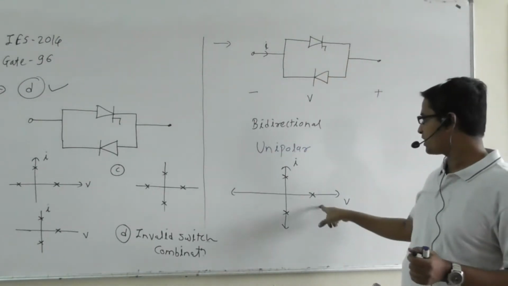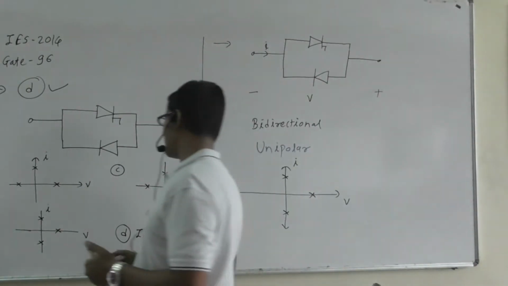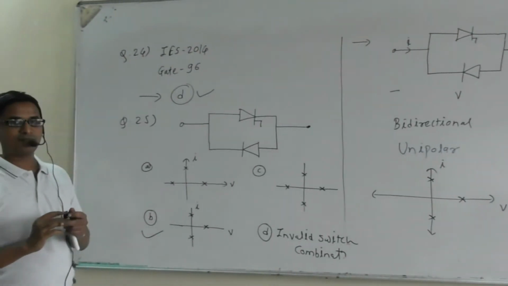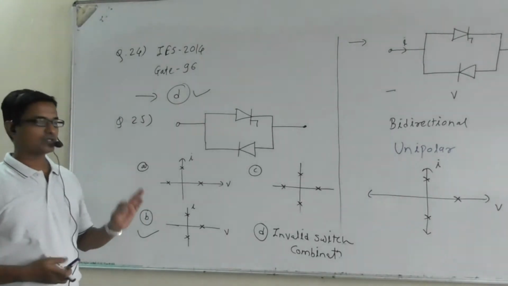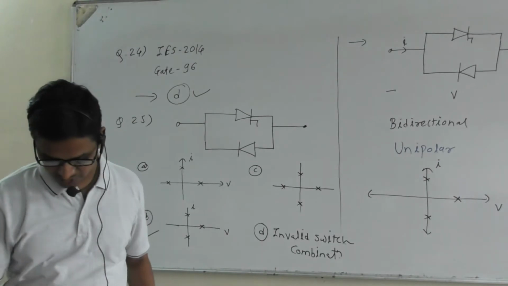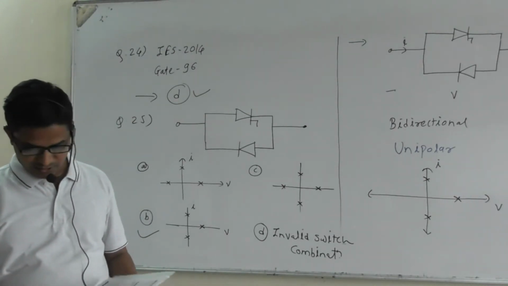Okay, so here the characteristic operating points will be like this. If you check, yes, option B is the correct answer. Option B is the correct answer. Are you getting the point? Okay, so this is about question number 25. Next, let us discuss question number 26.